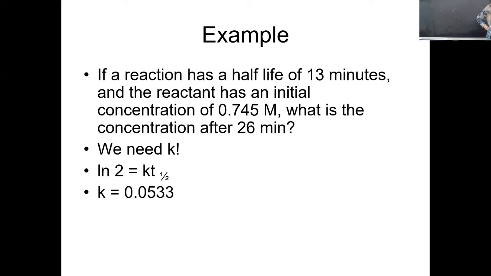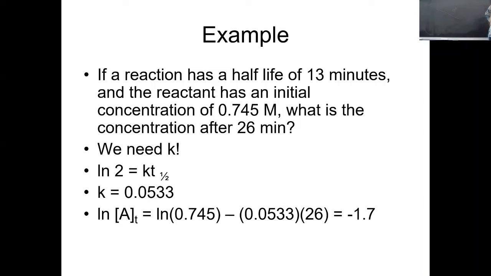All right, so now that we have K, then we can plug it into our first order equation. Remember, our first order equations are the ones that have the natural log in them. So I'm going to have natural log of A at time T. That's what I'm looking for, is equal to natural log of my initial concentration minus the rate constant 0.0533 times the time.